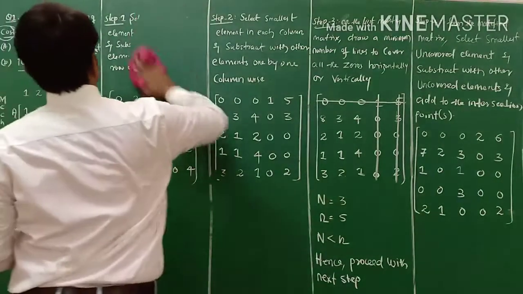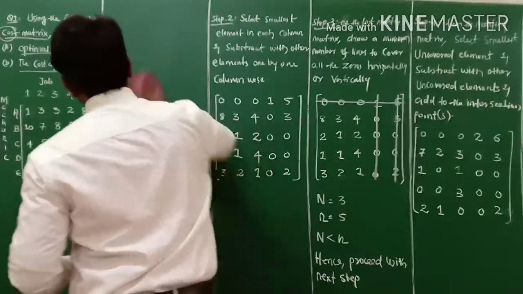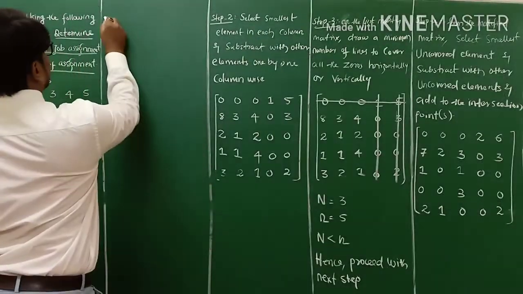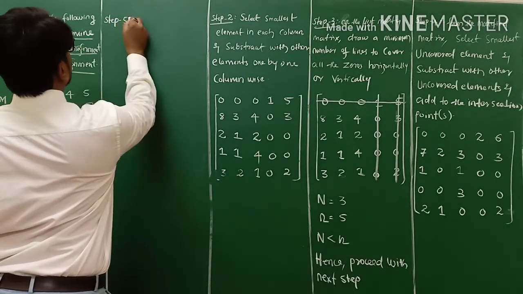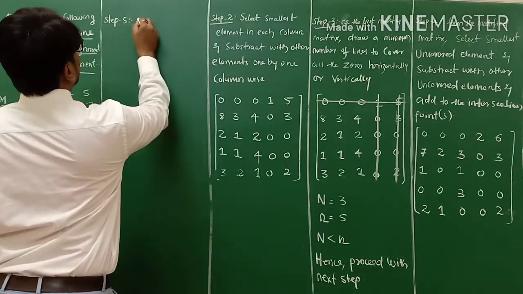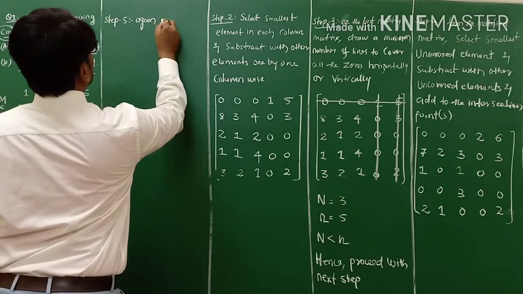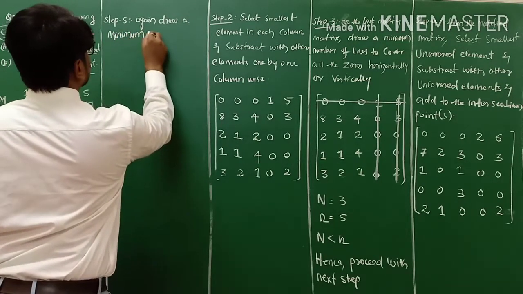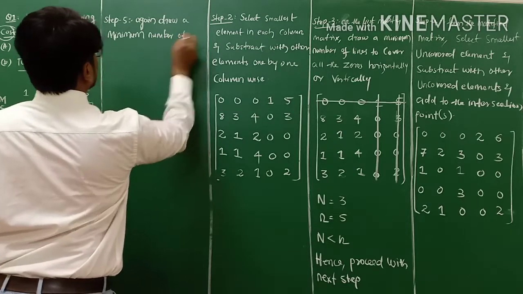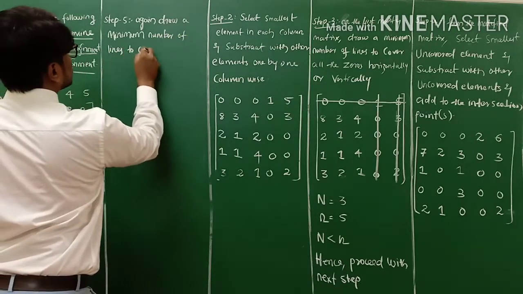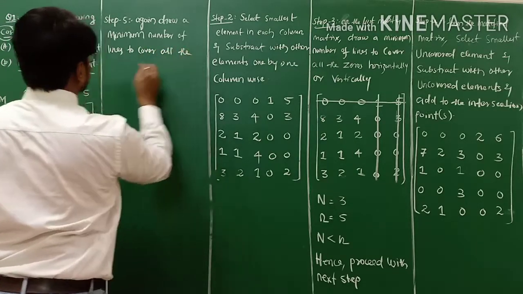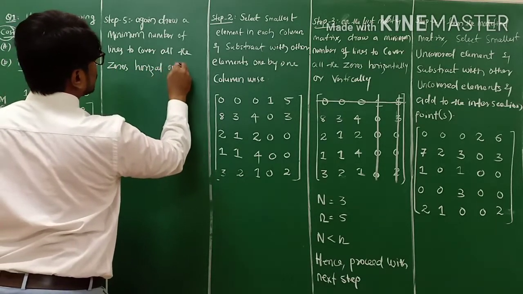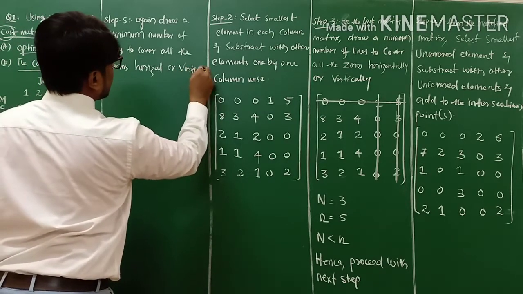We'll proceed with the next step. It is step number 5. What does step number 5 say? I write step 5 first. Again, draw a minimum number of lines to cover all the zeros, horizontal or vertical.